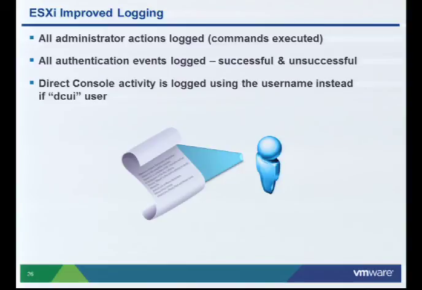Next, on account of all the user changes that we did, named users and turning off SSH, we've also increased the amount of information logged, and as I said, it's easier to trace back to named individuals. Let us see how. One thing right off the bat, the third bullet: direct console activity used to be all logged with the username DCUI. Again, that was not good because it didn't tell you who was doing all those things.